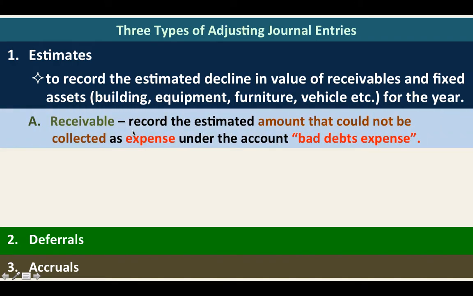Okay. So on receivable, ang i-record natin is the estimated amount that could not be collected as expense under the account bad debts expense. So we will illustrate that. So nire-record natin in making an adjusting journal entry for receivable is magkano ba yung hindi makukolekta, and we will record that as a bad debts expense.